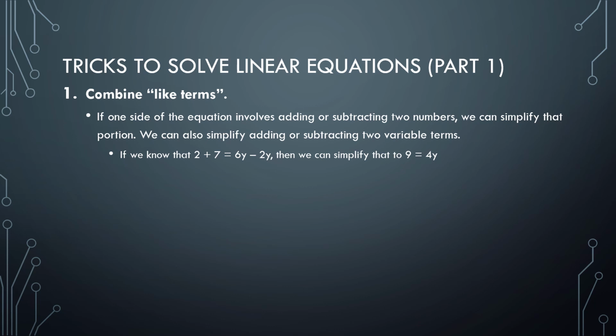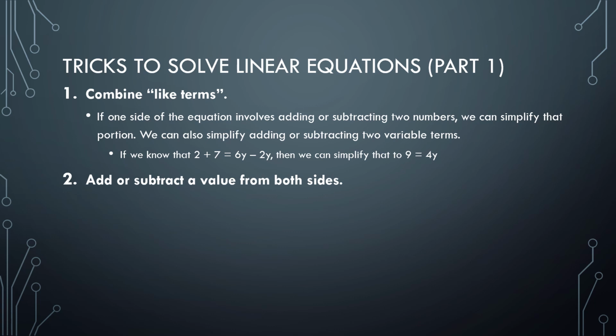And then 6y minus 2y, well, even though we don't really know what y is, it's still not that crazy to believe that 6y minus 2y is 4y. We can do that same trick if they are both the same variable. That's why they have to be like terms. They have to look the same.